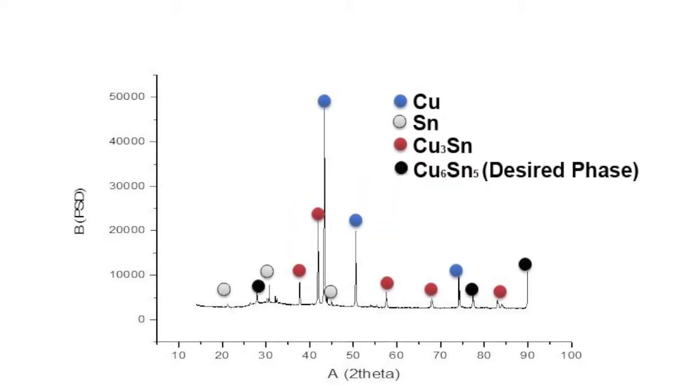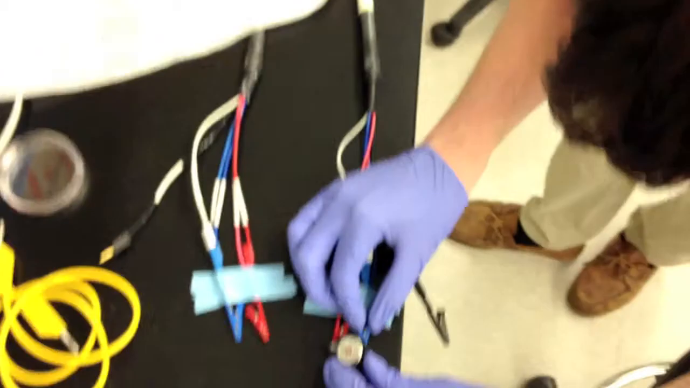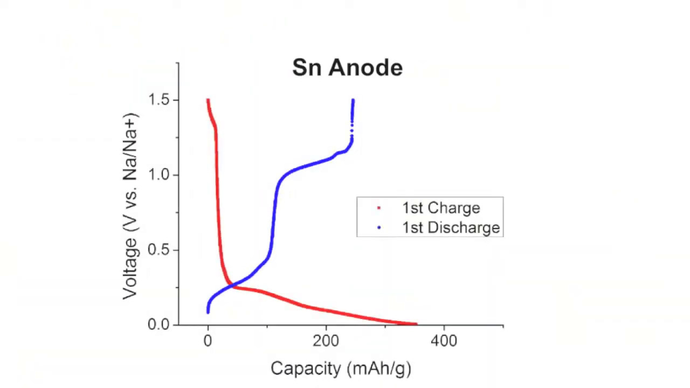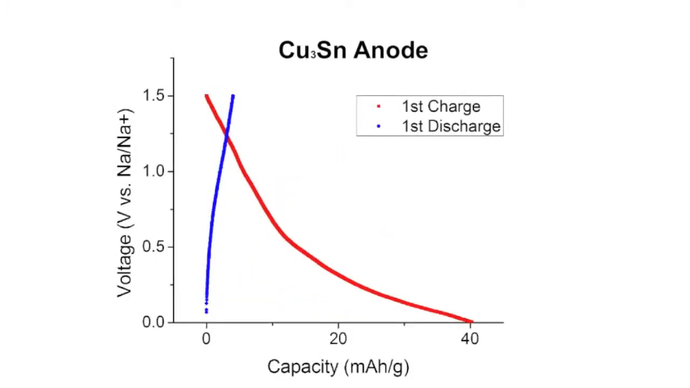X-ray diffraction results revealed that all of our annealed samples were comprised mainly of the copper-3 tin phase, which is the undesired phase. We cycled half cells of a control bare tin anode and several copper-3 tin anodes to evaluate the electrochemical performance of each. The cycling results for the tin anode were consistent with what has been reported in the literature. However, the copper-3 tin anodes exhibited no reversible capacity.